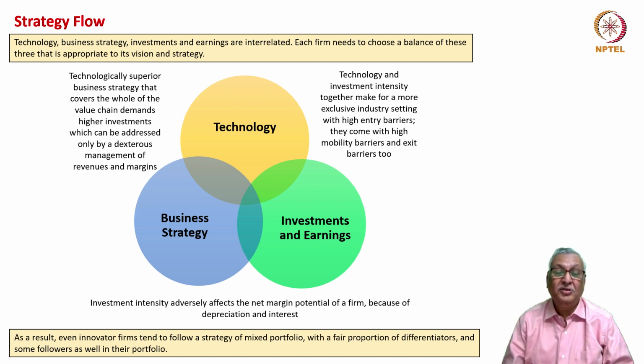Pfizer had a very strong generics division as part of its overall portfolio, but then it has clubbed its generics division with Mylan and made it into Viatris. So this kind of mix and match of the strategy blocks based on technology, based on the business potential keeps happening all the time. There is no one prescription that will stay strong for a multi-decade horizon.